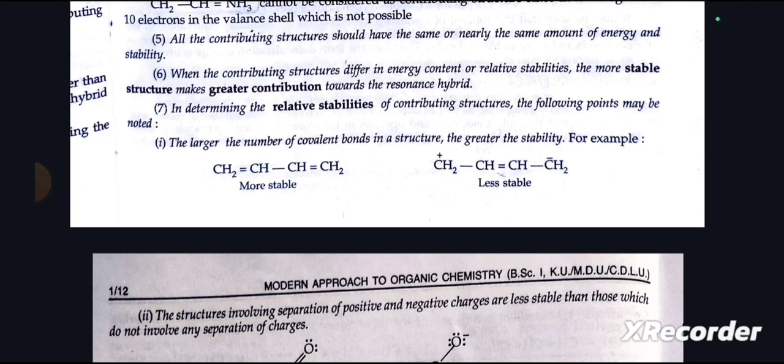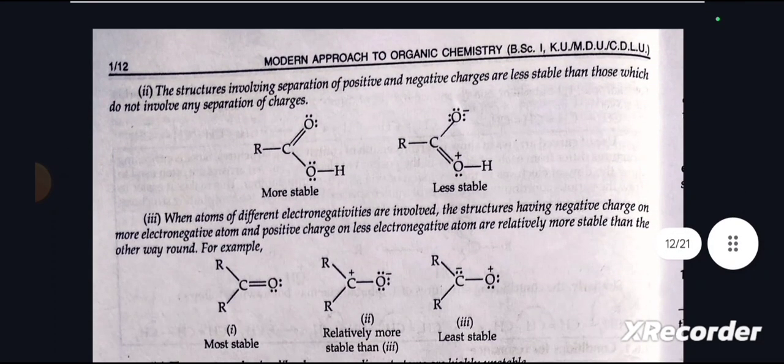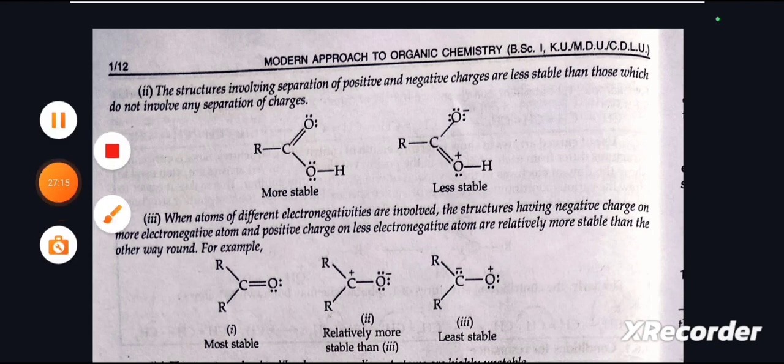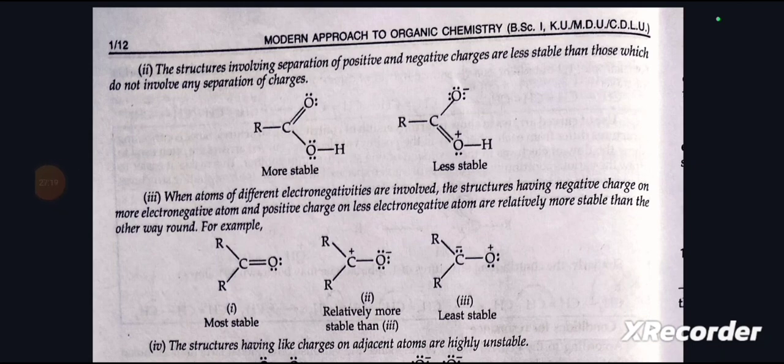For example, CH2 double bond CH single bond CH double bond CH2 is more stable. CH2 positive single bond CH double bond CH single bond CH2 negative is less stable. Second, the structures involving separation of positive and negative charges are less stable than those which do not involve any separation of charge. More stable, less stable. Third, when atoms of different electronegativities are involved, the structures having negative charge on the more electronegative atom and positive charge on the less electronegative atom are relatively more stable than the other way round.